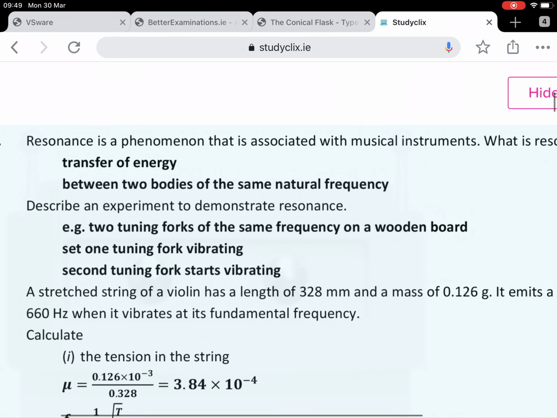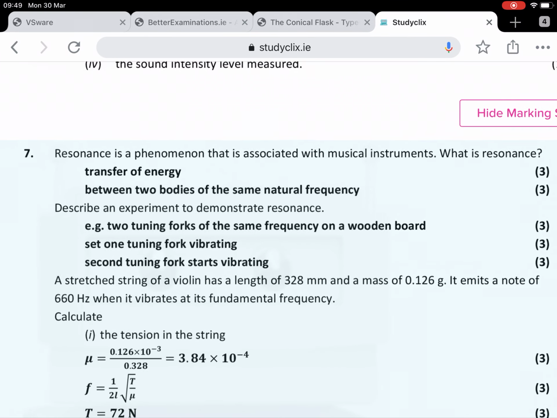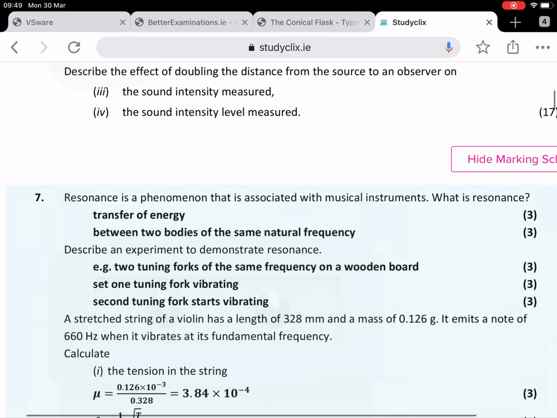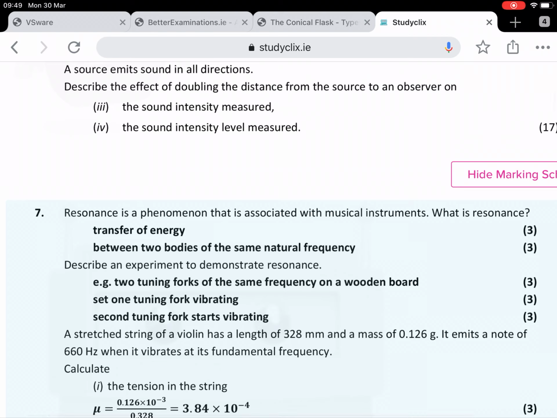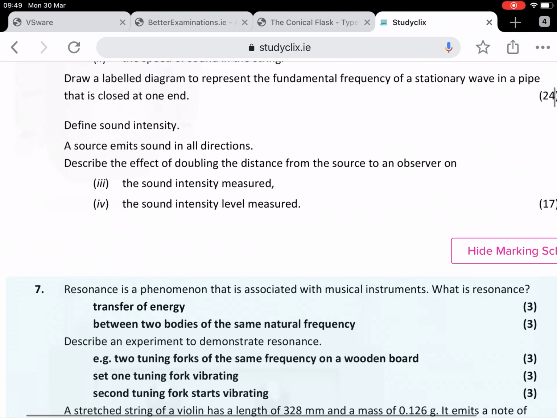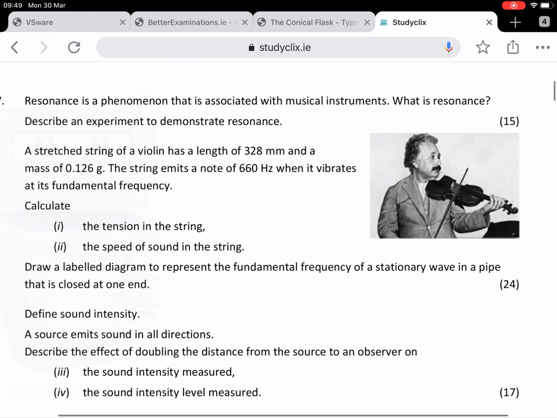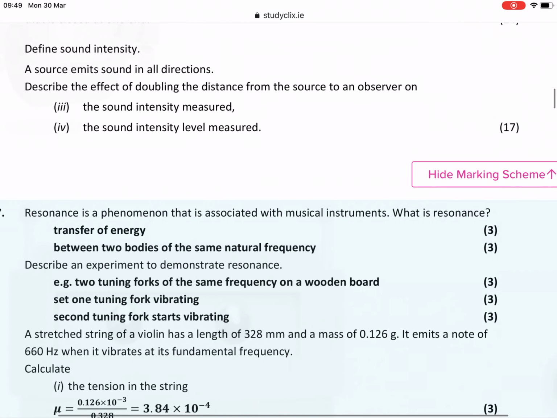So if you recall, we discussed that with the two tuning forks, and we had two tuning forks with the same frequency, one vibrating, one not, and when we stopped the first one from vibrating, we could notice that the second one starts vibrating, and that showed resonance happening in real life. And again, it asks to describe an experiment to demonstrate that. And the one I've just explained is the example that's given.